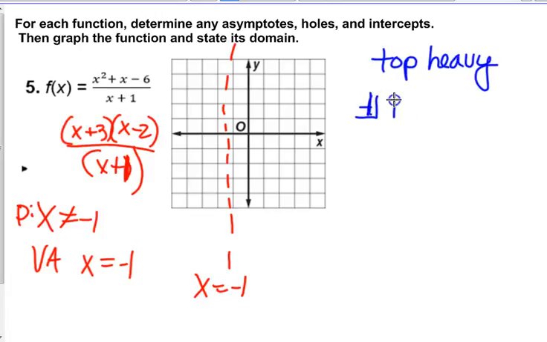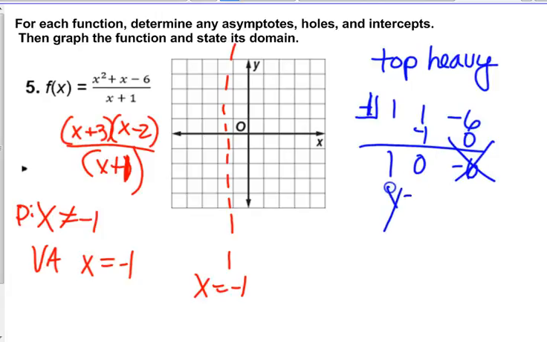Yeah. 1, 1, negative 6. It's really short. Bring down the 1, multiply. You get 0. 0, negative 0, negative 6. We get to throw this away anyway. So it is approaching what? y equals x. Y equals x, which is this line right here. Okay?